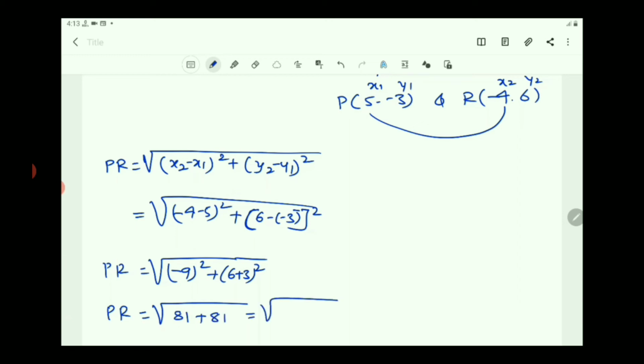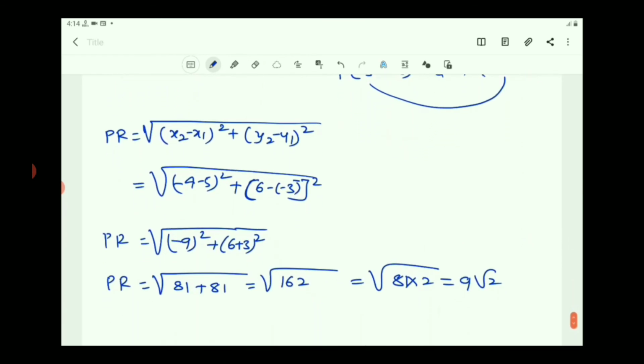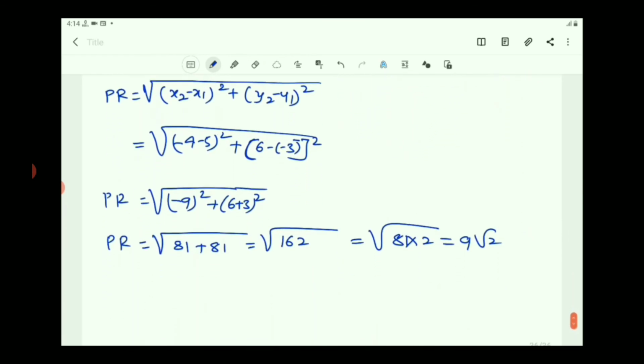So you will get 162. Sum of these two is 162. Again it is 81 into 2, then 9 root 2 you got. That is 9 root 2. So if x equals 4, you will get square root of 82. If x equals minus 4, you will get 9 root 2. Therefore, you can take PR equals root 82 or 9 root 2.